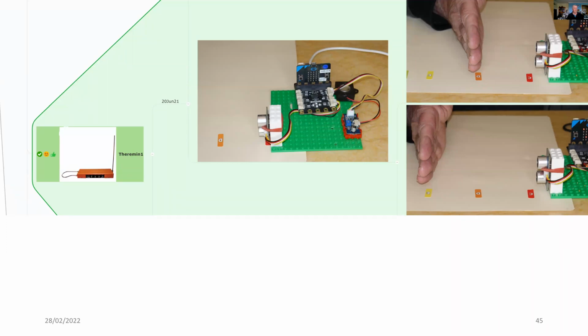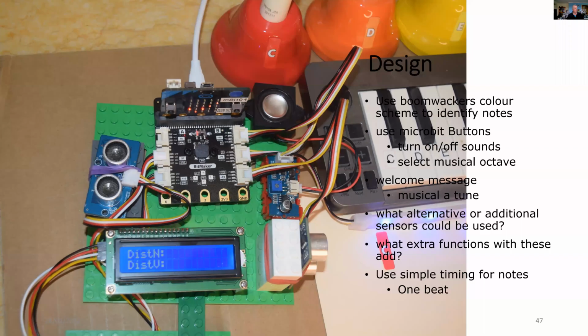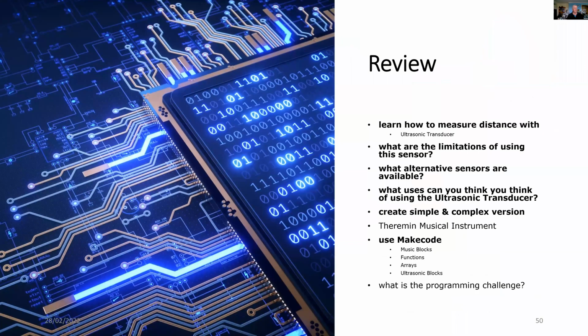So this is the theremin being set up and checking where the musical notes are. We've set up musical notes on a piece of paper for C, D, and E, and we're just checking those out here with the microbit. And that's the objective. And this is the simple design. The bat project allows you to move the bat wings if you're too close to the ultrasonic sensor. So they're projects that you can do on your own.